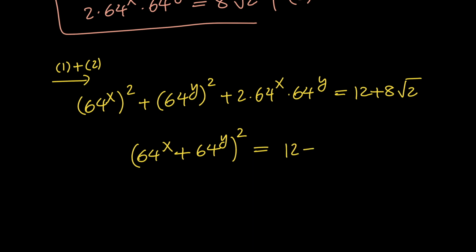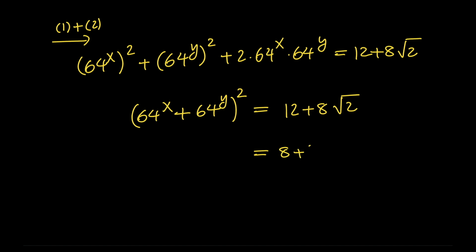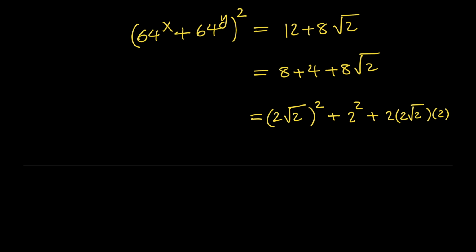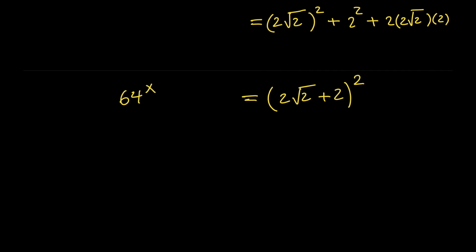Now, notice that we have 12 plus 8 times the square root of 2 on the right-hand side. And notice that we can replace 12 with 8 plus 4. And then notice that we could replace 8 with 2 times the square root of 2 squared. We can replace 4 with 2 squared, and we can replace 8 times the square root of 2 with 2 times the square root of 2 times 2, right? And now, if you look at the right-hand side, you can see that again we have an expression in the form of a squared plus b squared plus 2ab. So we can reduce that into 2 times the square root of 2 plus 2, all squared. And notice that on the left-hand side, we have 64 to the power of x plus 64 to the power of y, all squared. Cool.